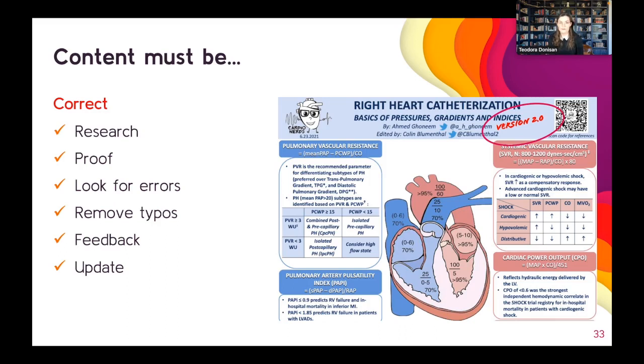Always proof, look for errors, and remove typos. Seek feedback throughout the entire process. Here I'm using Ahmed's infographic to show that the feedback and improvement process can continue after an infographic is published. You can see in the upper right corner of the image that this is the second version of the graphic after feedback from the expert public who reviewed the content on Twitter.